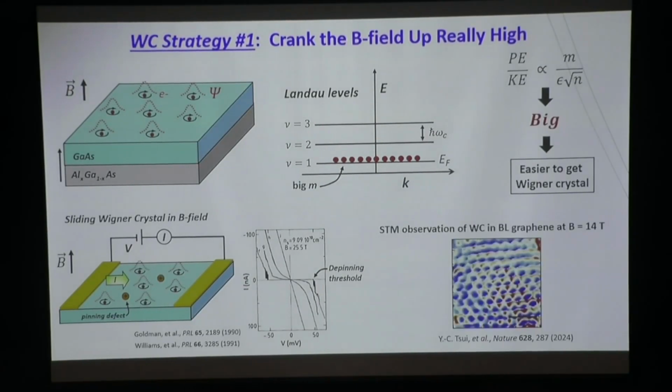More recently, Ali Yazdani's group at Princeton has used this trick to see Wigner crystals in graphene. They took a bilayer of graphene, stuck it in a magnetic field at 14 Tesla, and they were able to see a Wigner crystal at high field, as you see here. Okay, well, that's all I want to talk about for Wigner crystal strategy number 1. Now let's go to Wigner crystal strategy number 2.